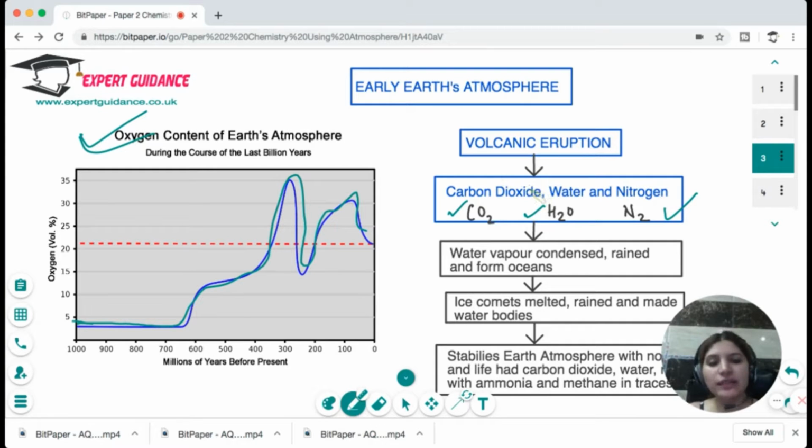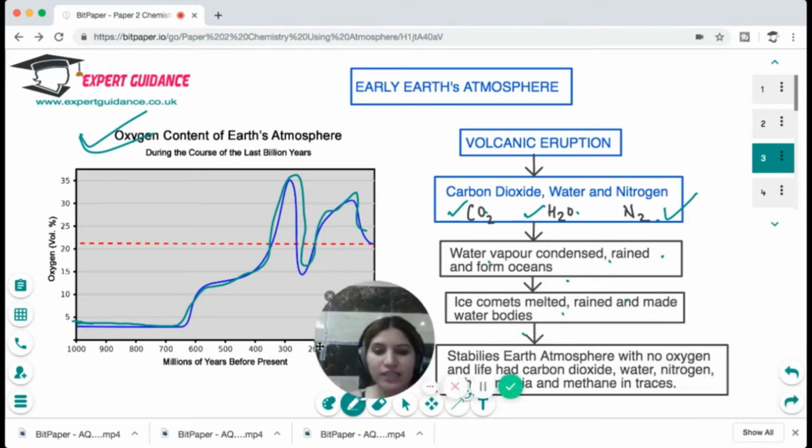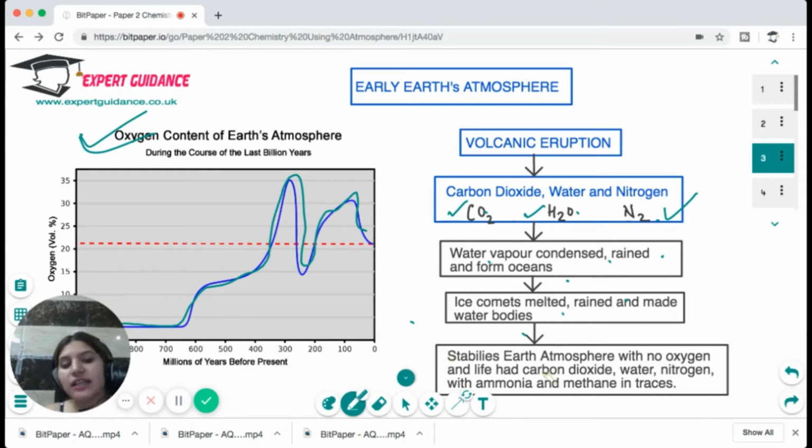So in the early atmosphere, there were volcanic eruptions which gave rise to the gases carbon dioxide, water, and nitrogen. The water vapor condensed, rained, and formed the ocean. Another theory says that ice comets melted, rained, and made the water bodies. The stabilized early atmosphere had no oxygen, no life, and had carbon dioxide, water, nitrogen, with ammonia and methane in traces.